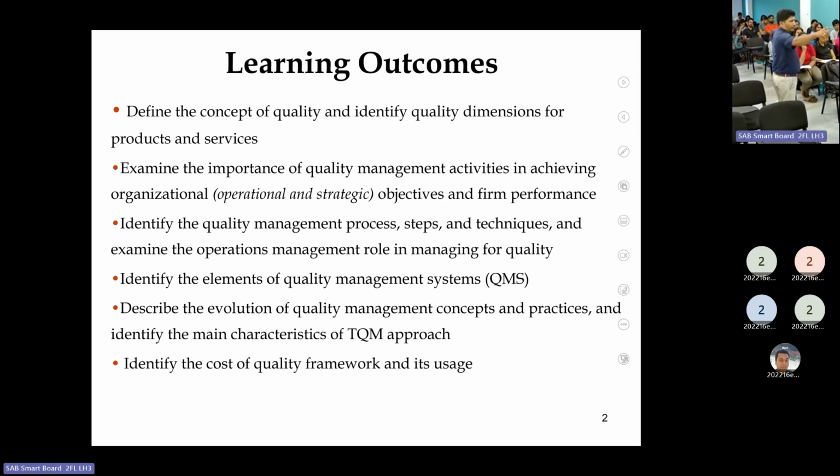For products and services, different criteria are used to evaluate quality, we call them dimensions of quality. We will describe those initially. And then we will also examine the importance of quality management activities for business organizations, how that would help businesses achieve their operational performance and operational objectives, as well as strategic ones.